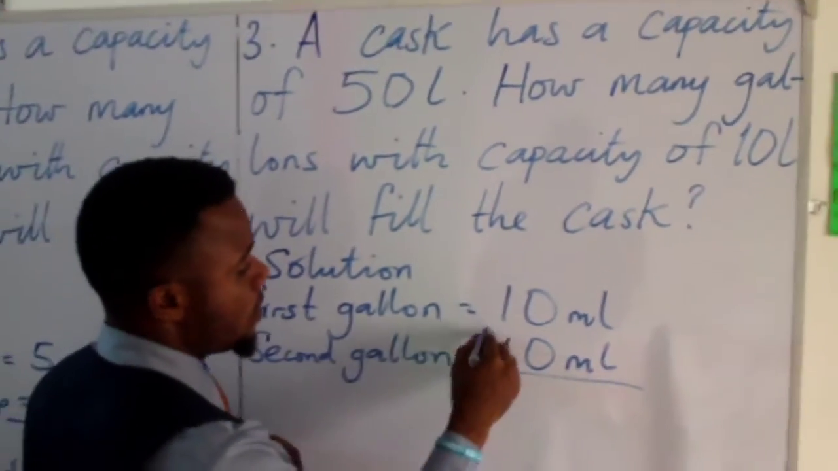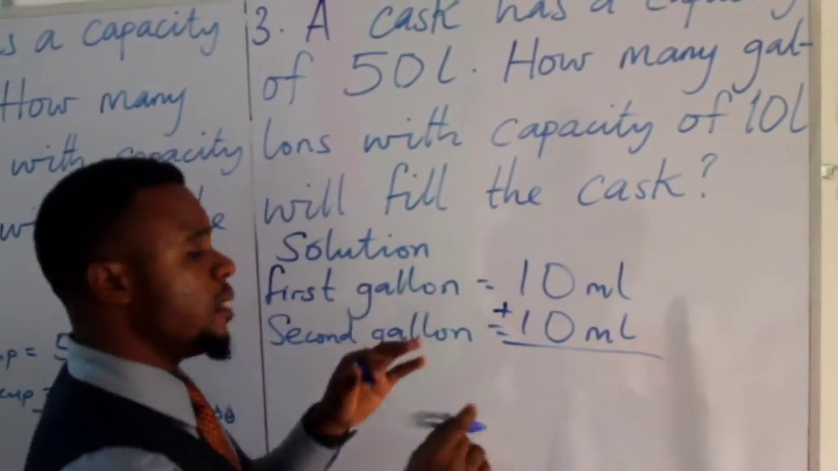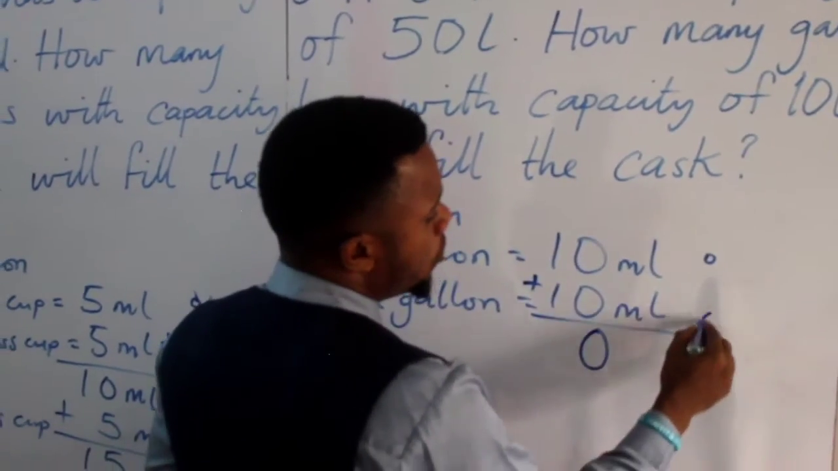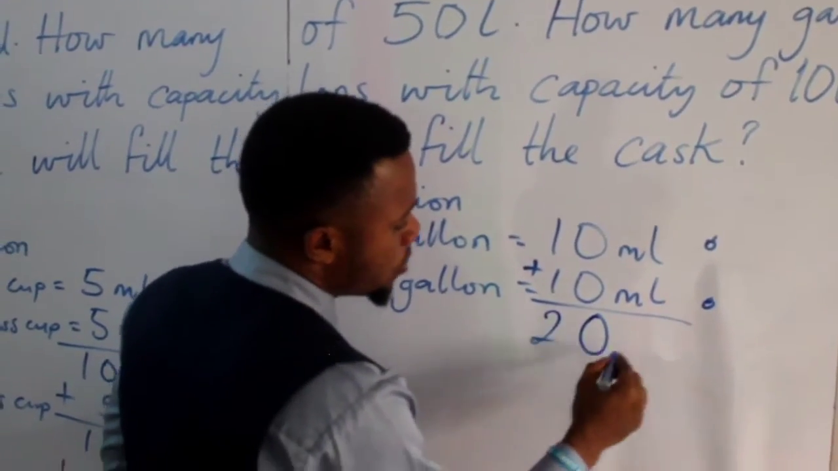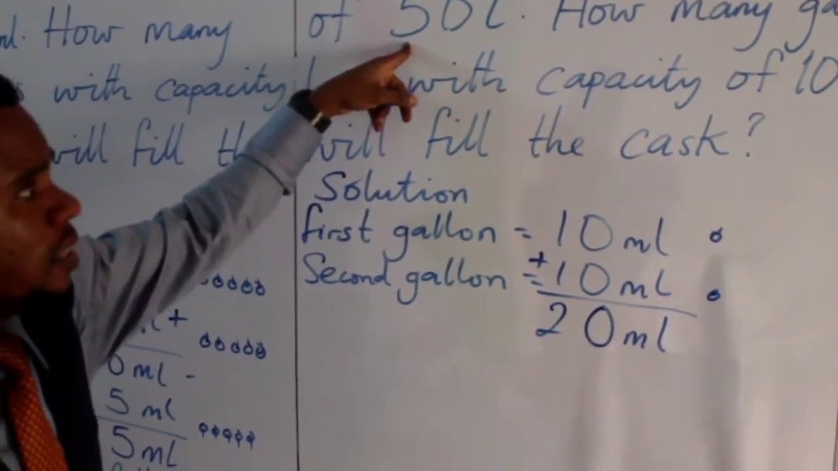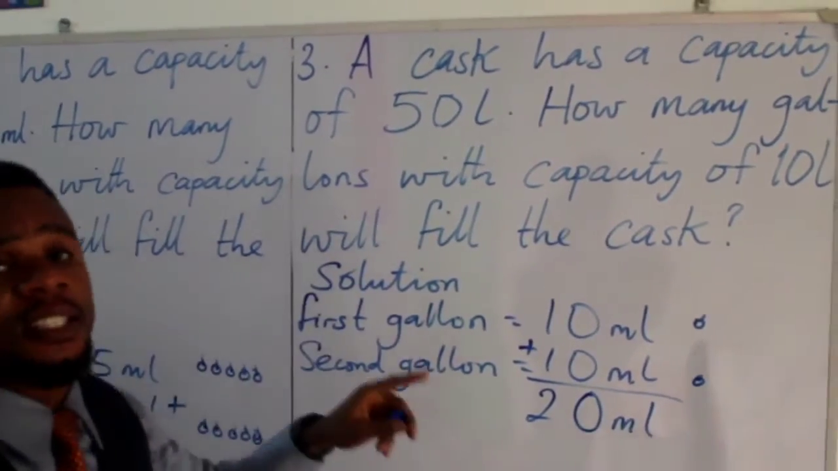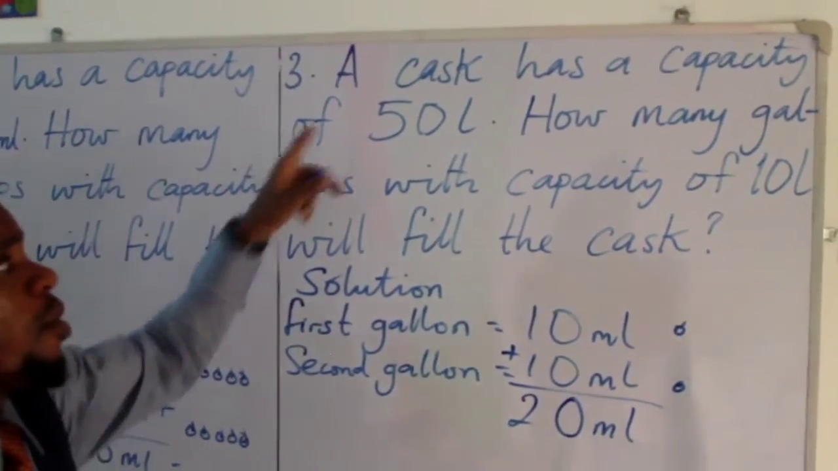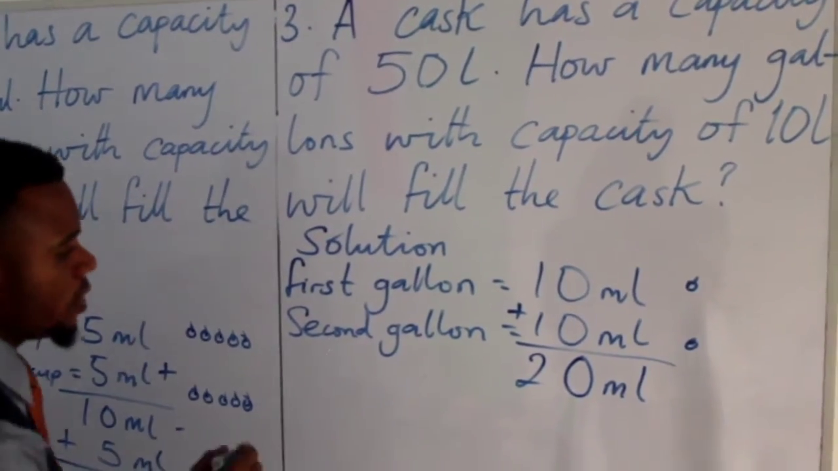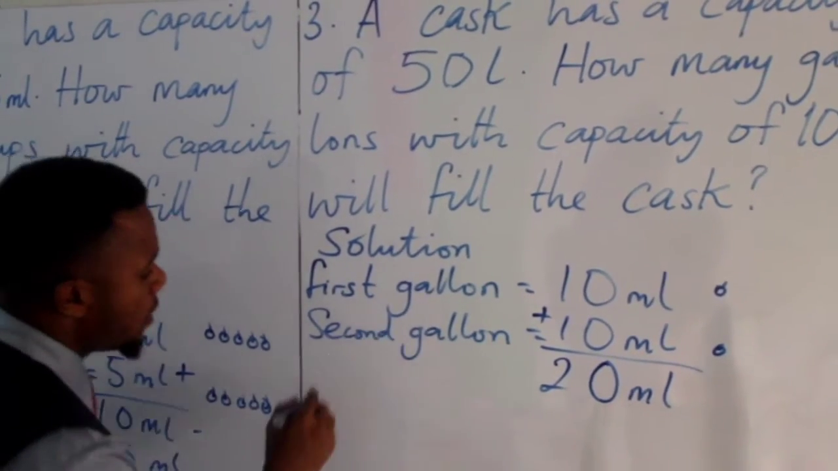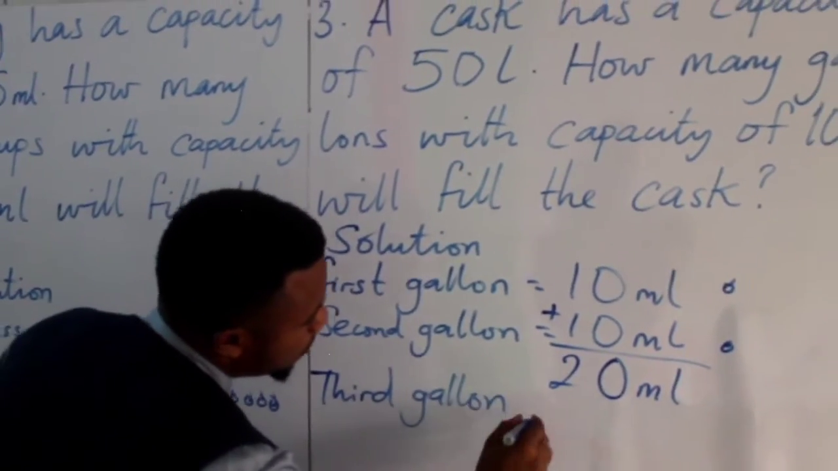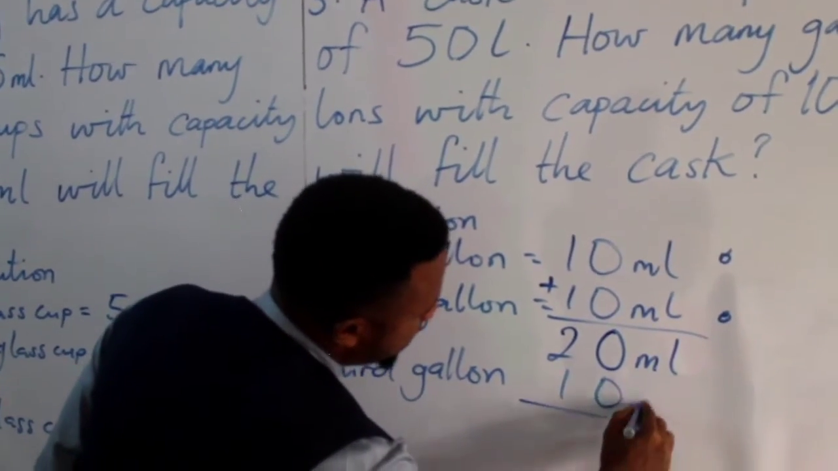So what is this? 0 plus 0, that's nothing plus nothing, we have nothing. 1 plus 1, remember 1 ball, 1 ball. 1, 2, gives us 2 milliliters. Is it up to 50? Good, it's not up to 50, we have to keep adding 10, 10, 10 until we arrive at 50 or something close to 50. Let's see another one. We have another gallon, which is the third one.